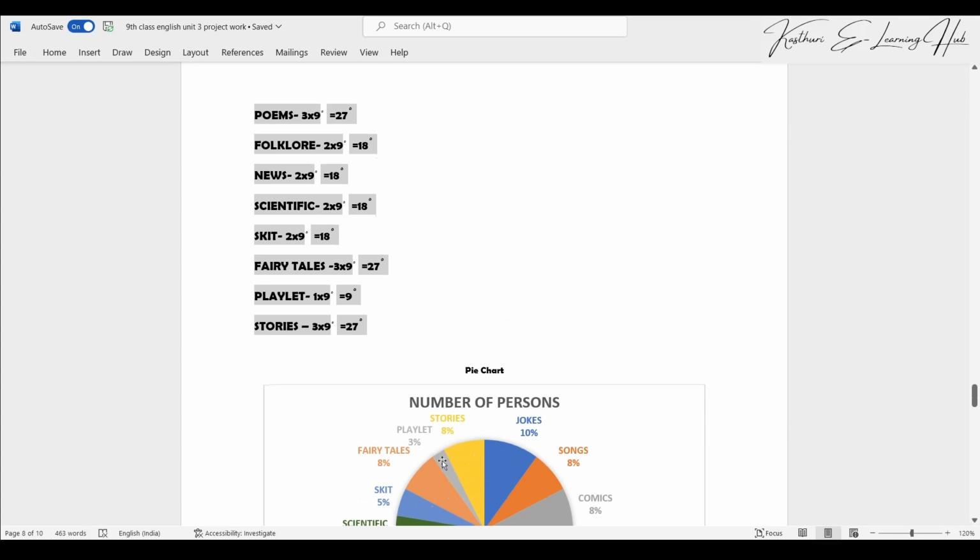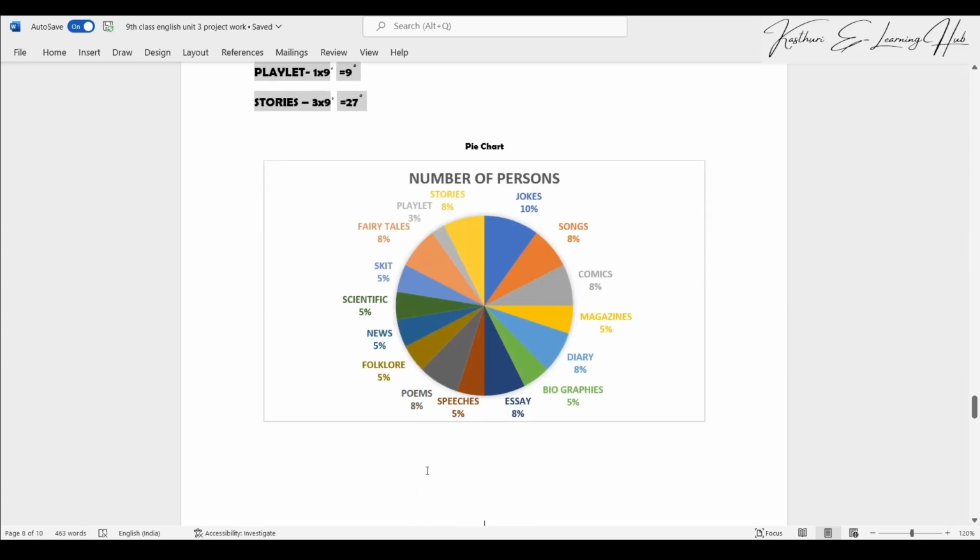Okay, so this way, one by one, we have to draw the rays, and here you will get a pie chart. Then for each one you can color a different color. Okay, and you can write the percentage, or you can just write what it represents. Only jokes you can write, stories, playlet, fairy tales, skit. If you draw the circle bigger, it will be easier for us to write. Okay, scientific essays, news report, folklore, poems, speeches, essay. So use the same color, whichever color pencil or sketch pen you are using here. It will be better for identifying.